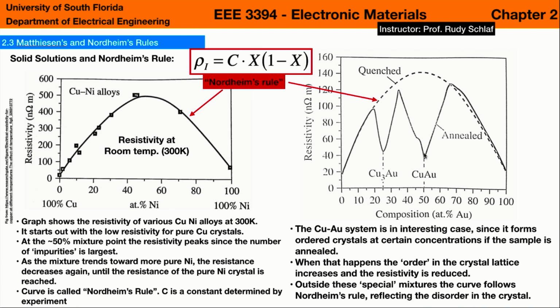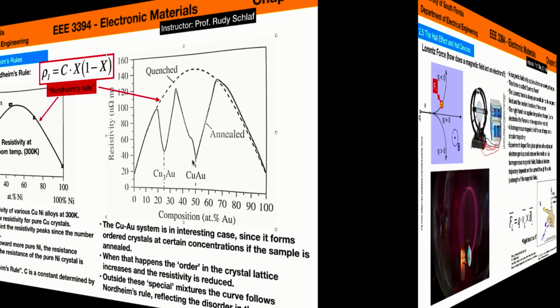So what is happening? It turns out that at certain concentrations, 25% gold and 50% gold, the copper-gold mixture can form a well-ordered crystal. And when you have a well-ordered crystal, that means that the impurities all of a sudden aren't impurities anymore. They are part of the crystal lattice, and so there's no more disturbance. And that means the resistivity is lower because there are fewer scattering events. And that's very nicely seen here. As you approach these perfect concentration ratios, the resistivity approaches a minimum.